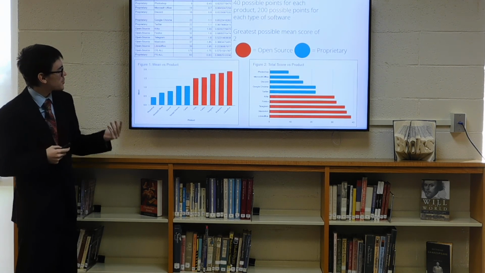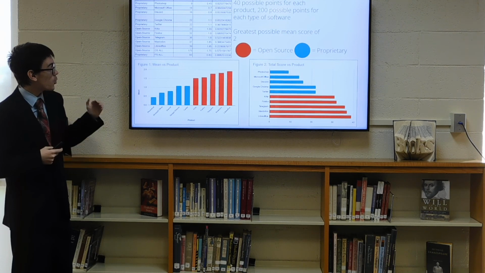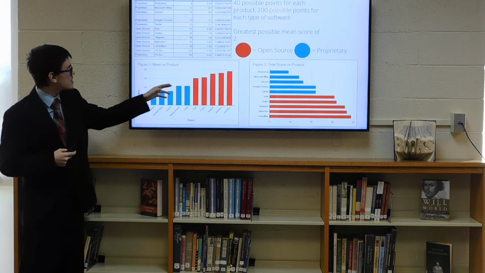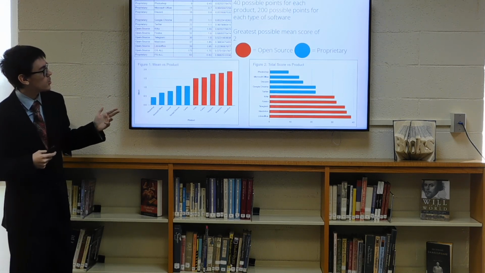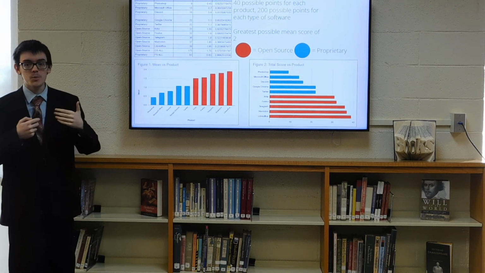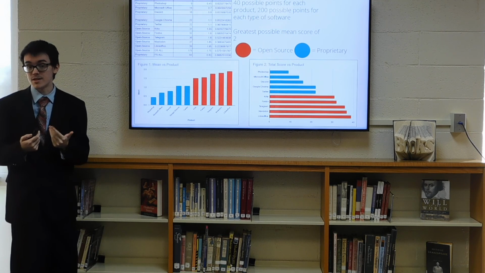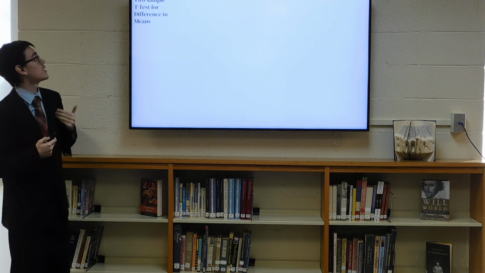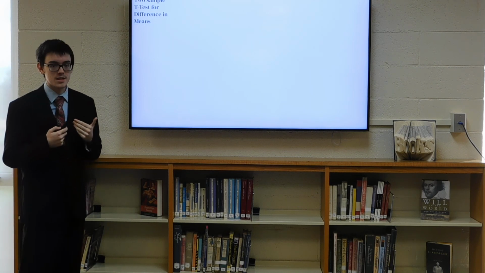And with these graphs, we can start to notice an interesting trend where proprietary is consistently lower than open source. We can see that there's a sizable margin between open source and proprietary, but we don't know how much of a difference this is, if this difference is statistically significant. So we conduct a 2-sample t-test for the difference in means.